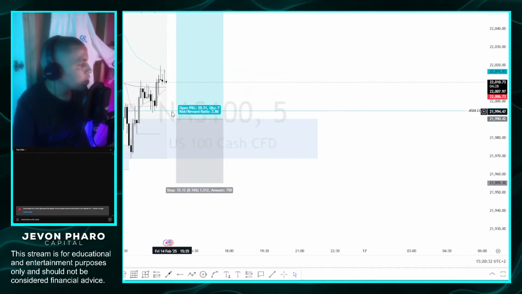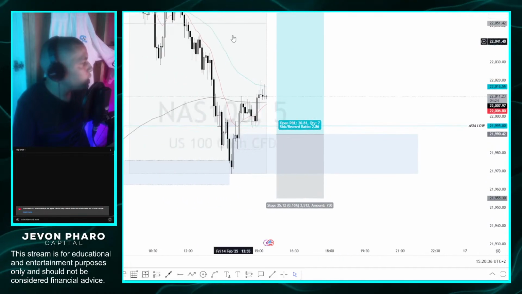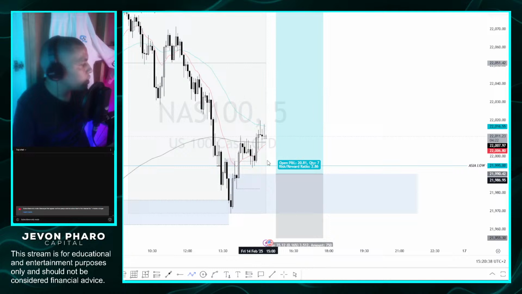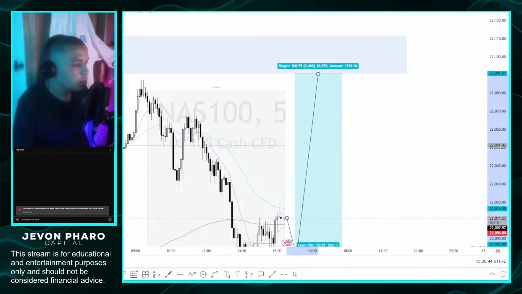We went back into the Asian range. We've also flipped, and we also have an institutional level over here. So I just want to see price retrace down a bit towards the Asian low, slightly below it, so I can get along towards this unmitigated supply zone up here.